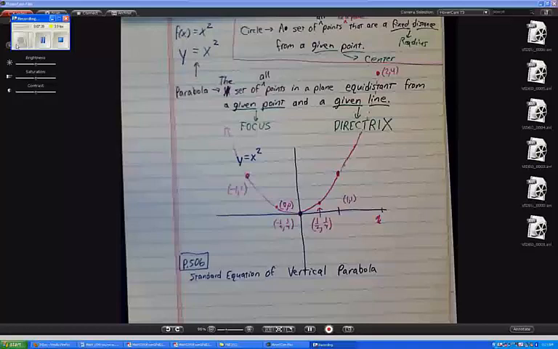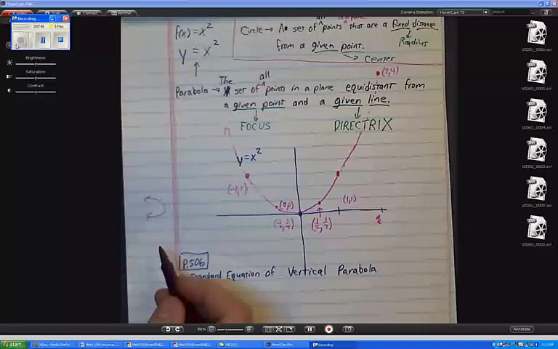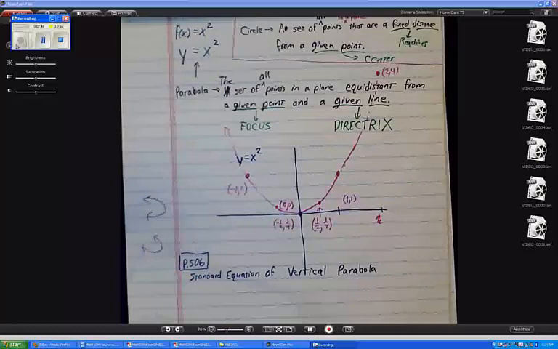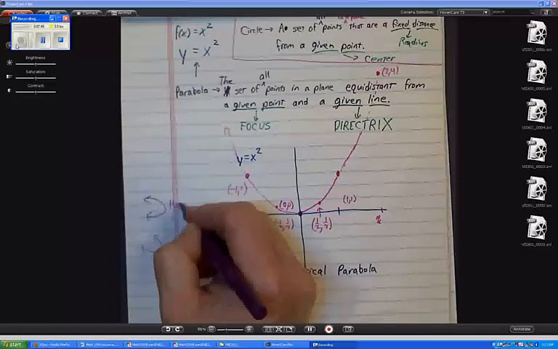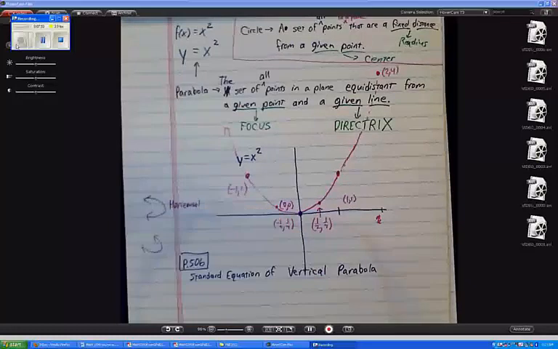Could you imagine a parabola that might open a different way? Sure, you could have this kind of situation. That could be a parabola. Or even a slanted one, which I don't think we'll get to in this class. But this would be a horizontal one, and we'll do one of those shortly. But I want to do a vertical parabola, the standard equation of a vertical parabola.